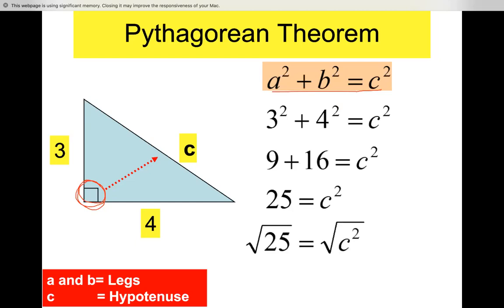So when I take the square root of both sides here, yes, if this was an algebra problem, we would say the answer is plus or minus 5. But in geometry, only one answer here. It's just 5.